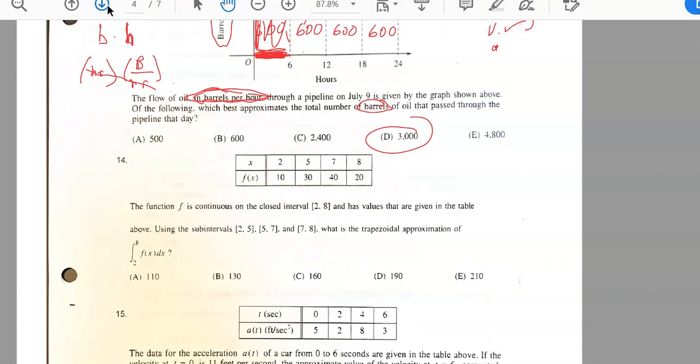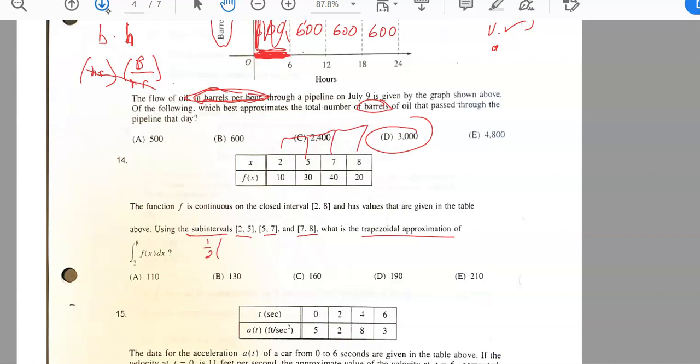Okay, 14, you're given, again, a function. It's another one where your subintervals are not the same. So you just need to make sure when we do this, this is the most common one. You have to set up your trapezoids separately. So here's our trapezoid, trapezoid, trapezoid, and we have to set them up separately.